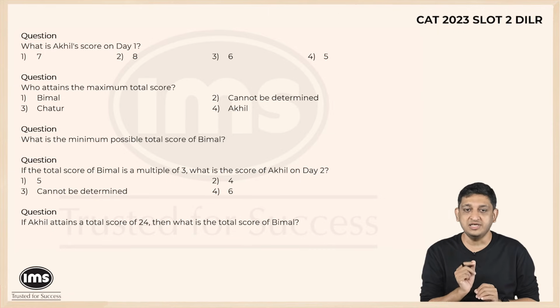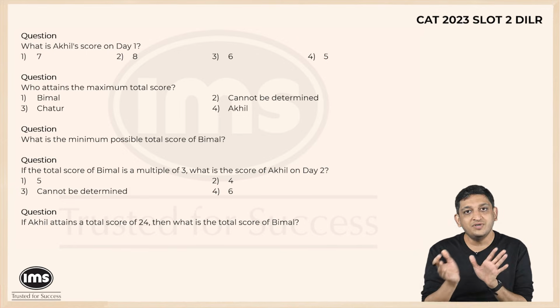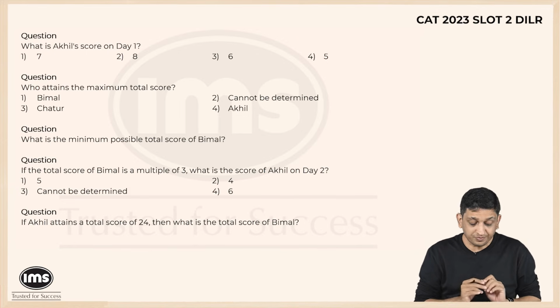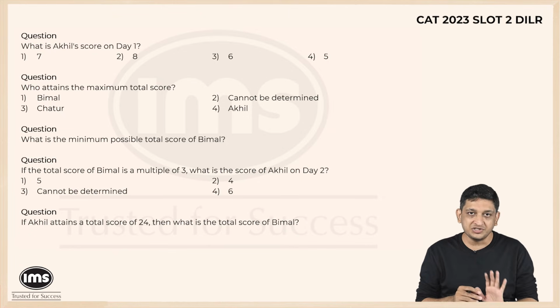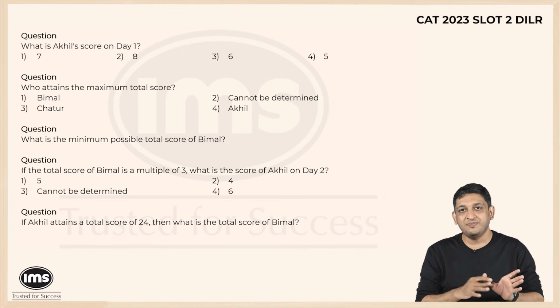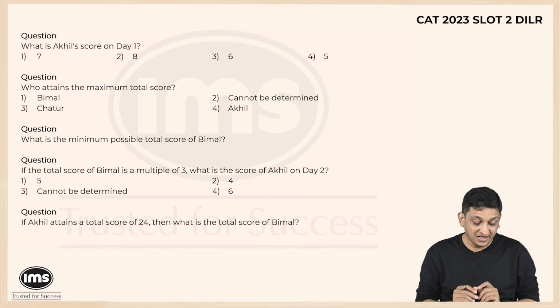Now we are talking about possibilities, which means that Bimal has a lot of different scores possible, out of which we have to find the minimum value. If the total score of Bimal is a multiple of 3, now that answers my previous question as well. Bimal will have multiple possibilities that exist, out of which one possibility is where Bimal will score something which is a multiple of 3. And then finally, if Akhil attains a total score of 24, then what is the total score of Bimal? So again, in this case, if Akhil gets 24, what would Bimal have scored?